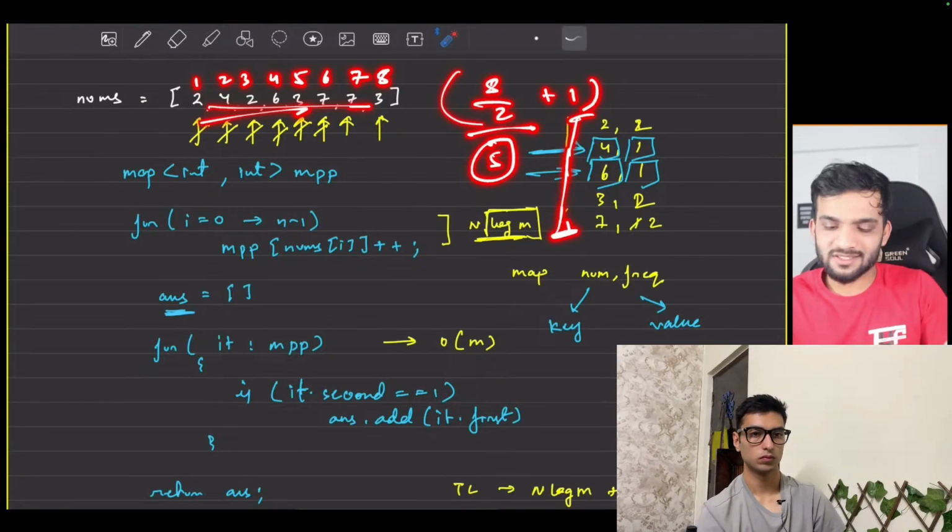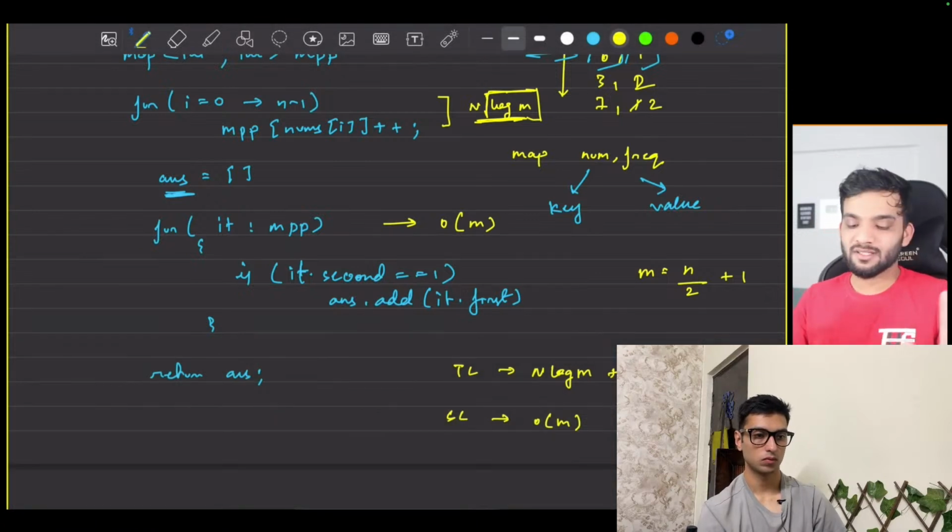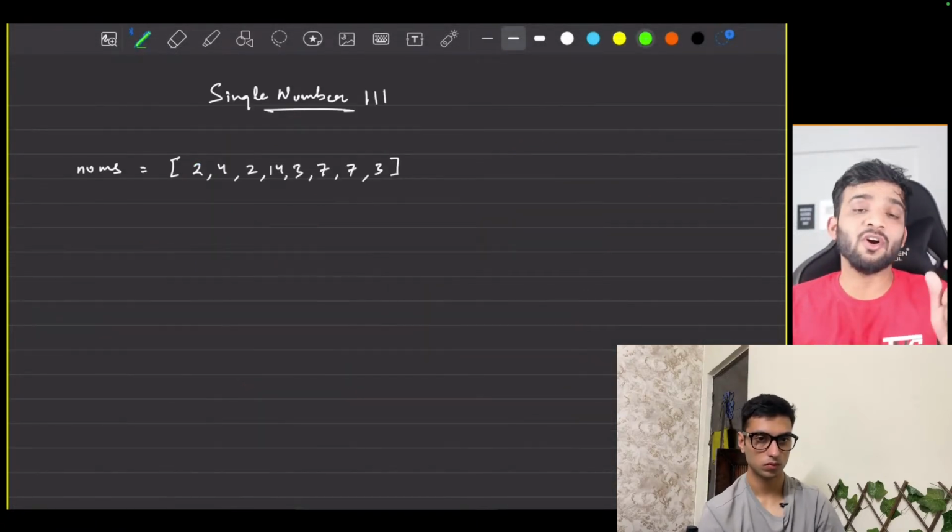Obviously the interviewer will not be happy with this one because we are using an external data structure, and he'll ask you to optimize it. So in order to optimize the brute force, I'll be using the concept of bitwise operators.